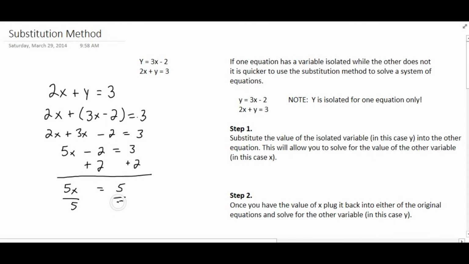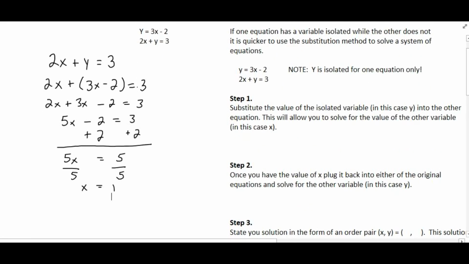That was kind of fast, so let's go back through what we've just done. I know that I'm substituting, and since I'm substituting for the value of y, because I know that y is equal to 3x minus 2, in place of y I am going to replace it with 3x minus 2.